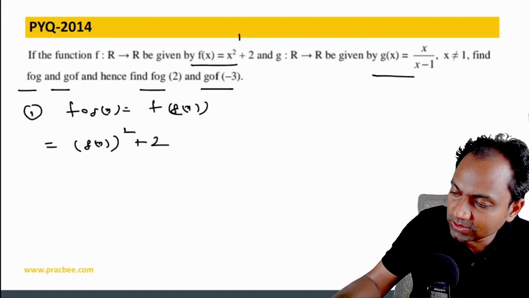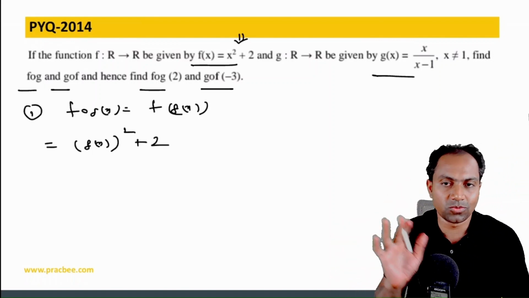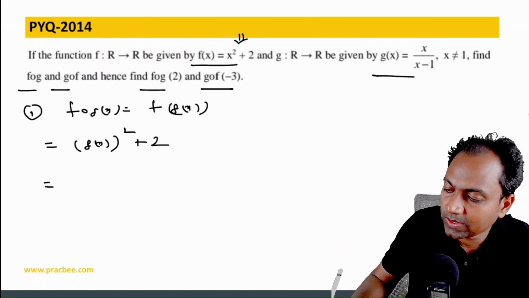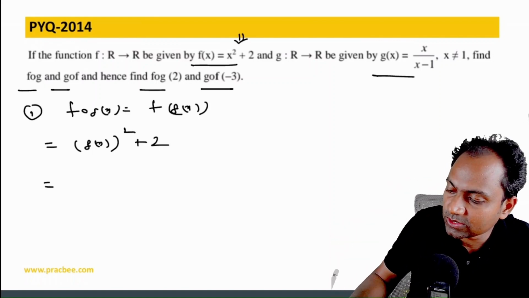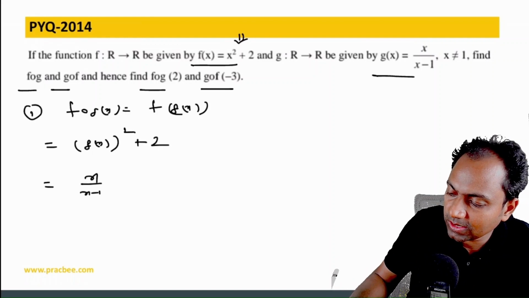So in this f(x), instead of x, we have put g(x). Only this much we are doing. Now let us put the value of g(x) also. So this becomes (x upon x minus 1) whole square plus 2.